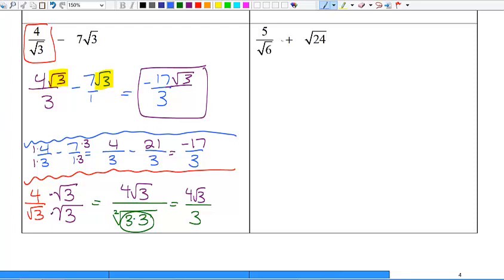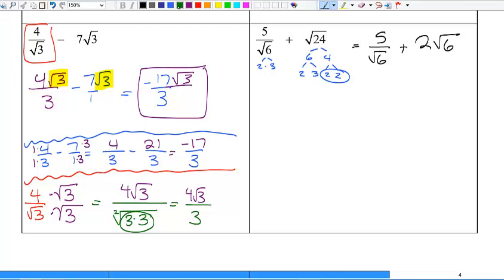On the next problem, 5 over the square root of 6 plus the square root of 24, step 1 says to reduce all radicals. So root 6 can be broken down to 2 times 3. That can't reduce. 24 can be broken down to 6 times 4, which is 2 times 3 and 2 times 2. Okay, this one can reduce. So even though 5 over the square root of 6 doesn't reduce, step 1 tells me to reduce what I can, so I'm going to take the 2 out, and the 2 and the 3 are going to stay home and multiply to get 6. So 2 square roots of 6. Step 1 is done. I have reduced all of my radicals.